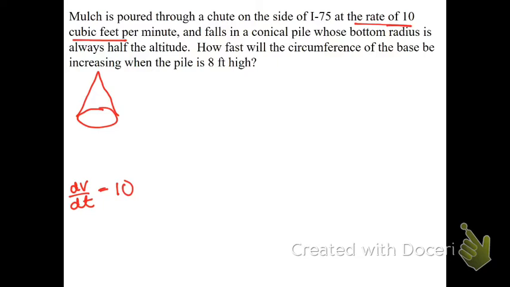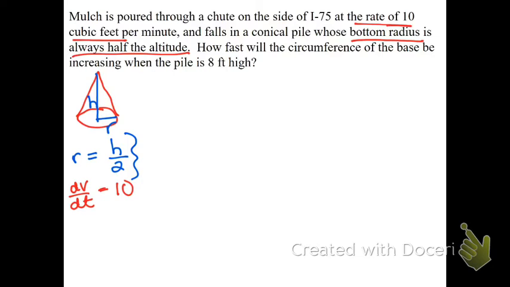It's falling into a conical pile whose bottom radius is always half the altitude. The bottom radius is half the altitude, but they're both changing as that mulch gets bigger and bigger into a pile. They're both changing, but the radius is half the altitude, 1/2 h or h over 2, either one. What this is going to be used for is to get rid of one of the variables again.